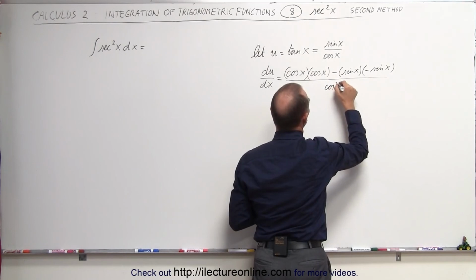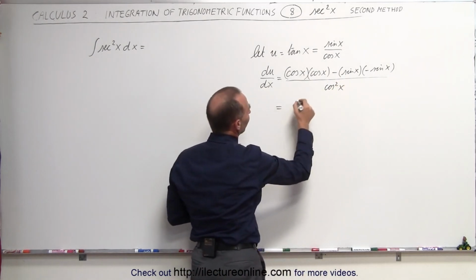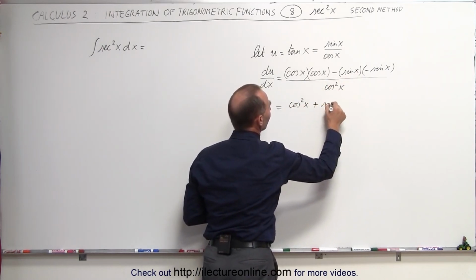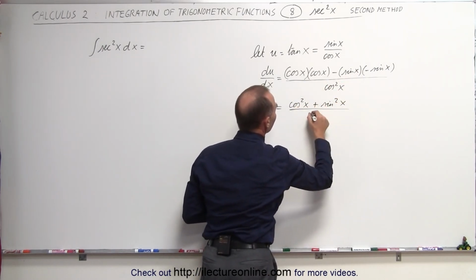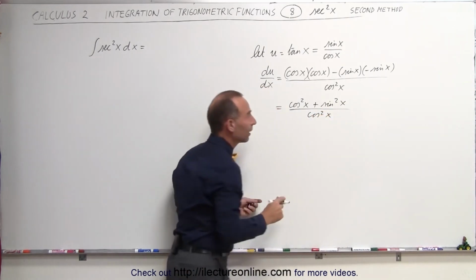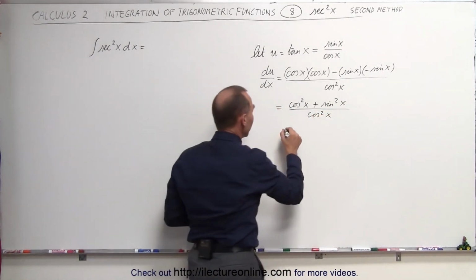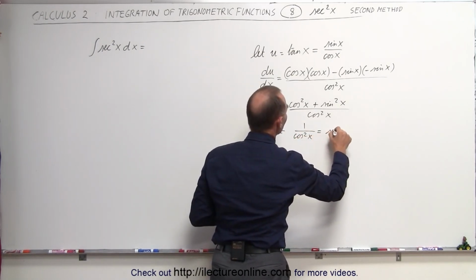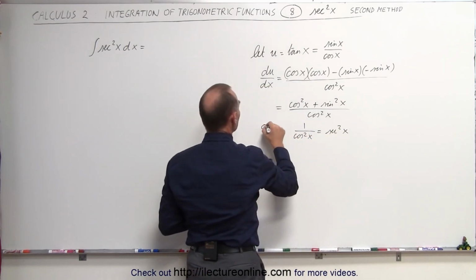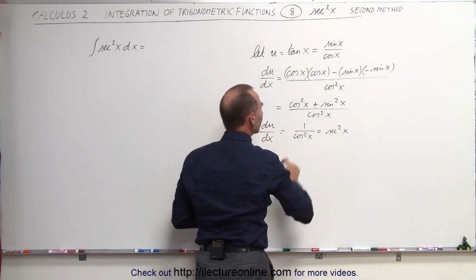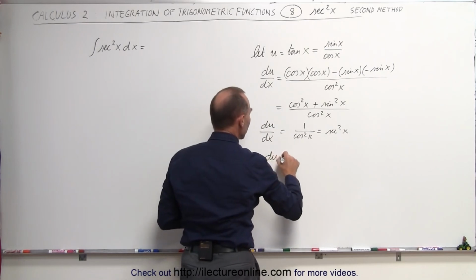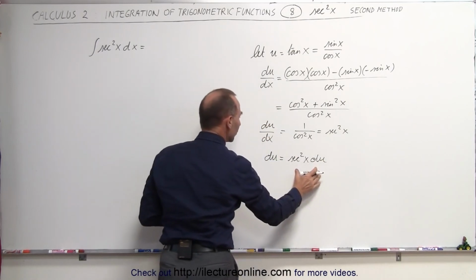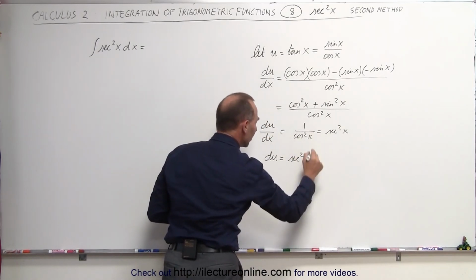That's the cosine square of x. This simplifies to the cosine square of x, and minus times the minus is a plus, sine square of x divided by the cosine square of x. The numerator then, of course, simplifies to 1. This is equal to 1 over the cosine square of x, which is equal to the secant square of x. du dx is equal to the secant square of x, or du is equal to the secant square of x times dx, because I'm moving the dx over.